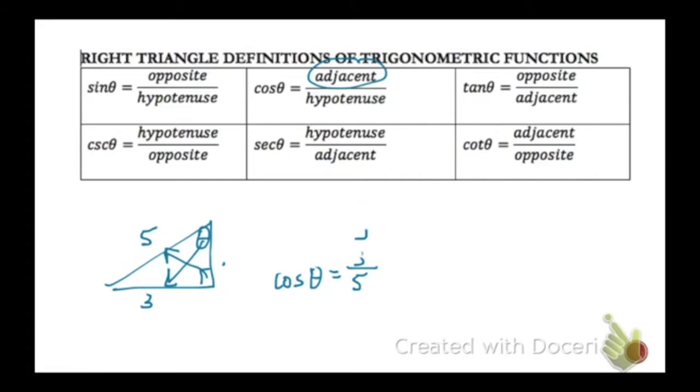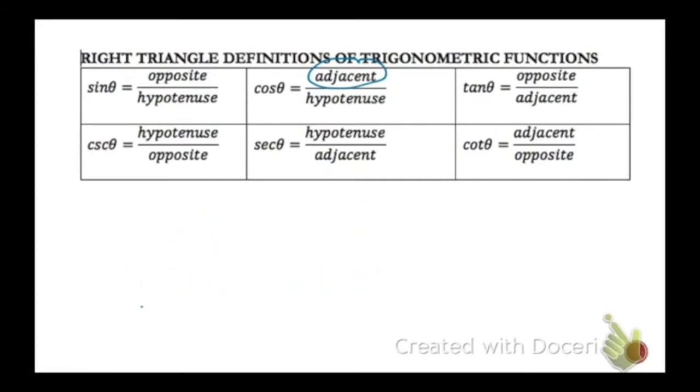There is an acronym that will help you remember these ratios, at least the main 3. And that is SOHCAHTOA. This is how I write it and how I suggest that you write it in your notes. So sine is opposite over hypotenuse, cosine is the adjacent side over hypotenuse, and tangent is the opposite over adjacent. So SOHCAHTOA.